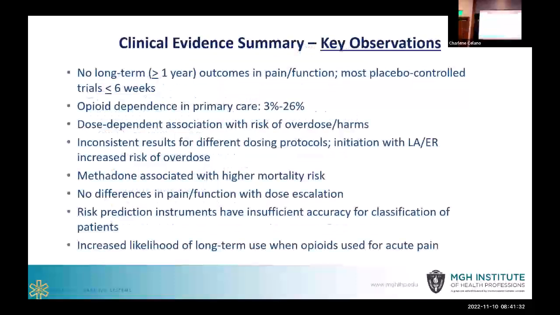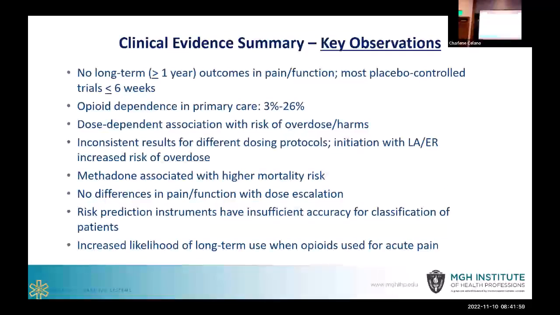They found that there were really no long-term outcomes in pain trials. So the majority of the studies that we base our use of chronic opioids on lasted about 6 weeks or less. So there are no really long-term control studies of opioids. So we really don't have any empiric evidence about what happens when you use it for greater than a month and a half. So that was the first thing, which is a huge gap.